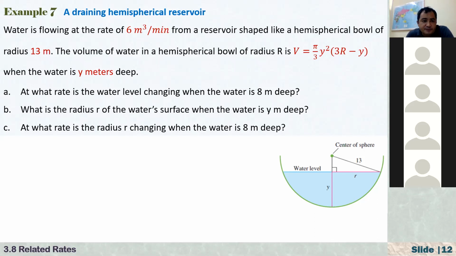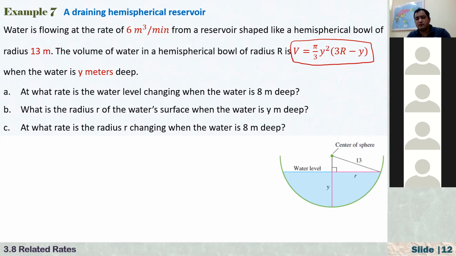So the last question. Water is flowing at the rate of 6 cubic meters per minute from a reservoir shaped like a hemispherical ball of radius 13 centimeters. The volume of water in the hemispherical ball of radius r is this when the water is y meters deep. That is just a formula, but we will also get it when we study integrals, because finding this volume without integrals is not easy. Anyway, we have a hemispherical bowl, right?